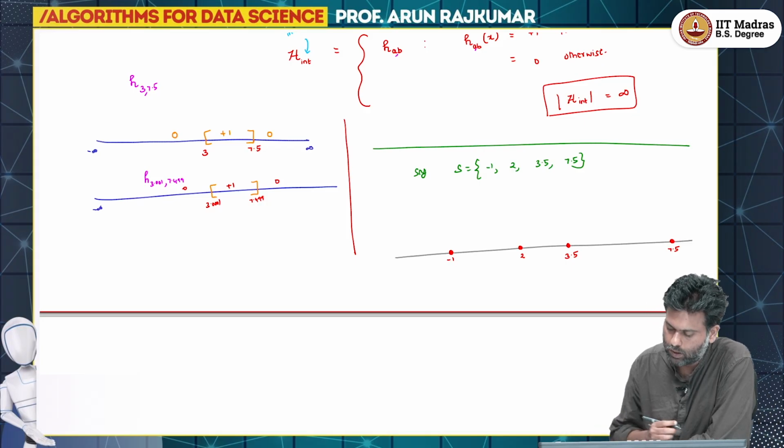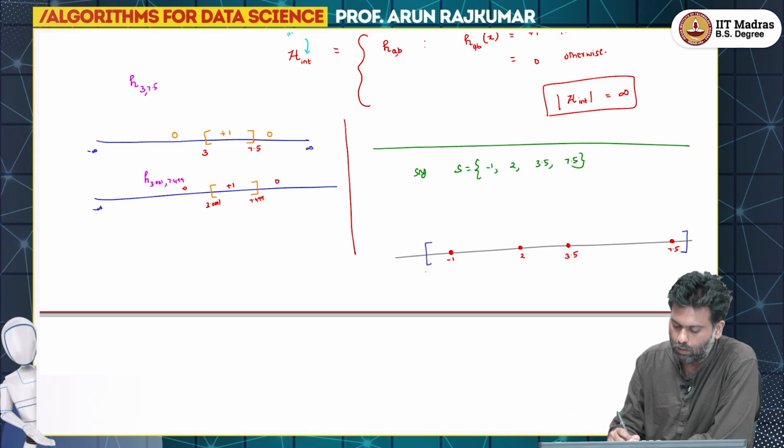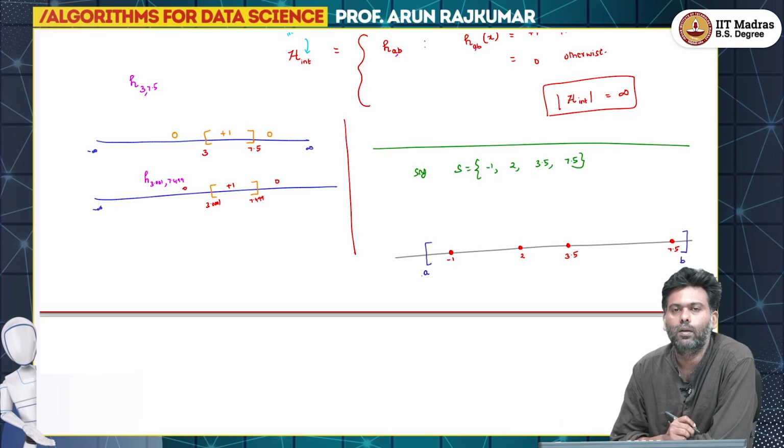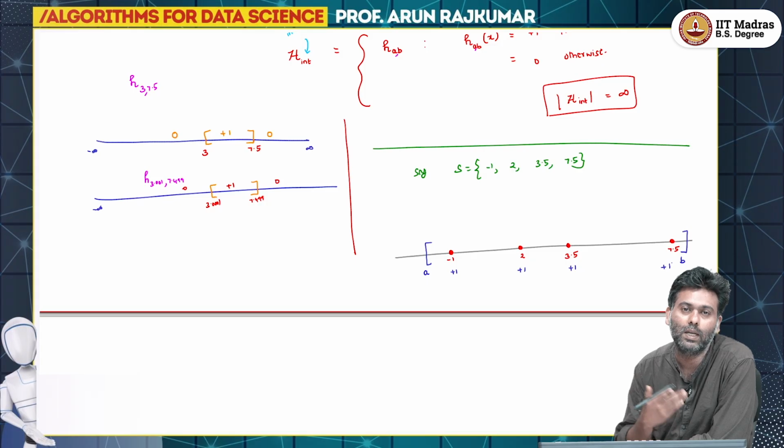So let's look at it this way. For instance, I can draw an interval like this. Let us say this is my a and this is my b. If this is my interval, then what are the labels for these 4 points? Well, obviously all the 4 points are within this interval, so all the 4 points get the +1 label. So, +1, +1, +1, +1 is a label pattern that is achievable using this hypothesis class.